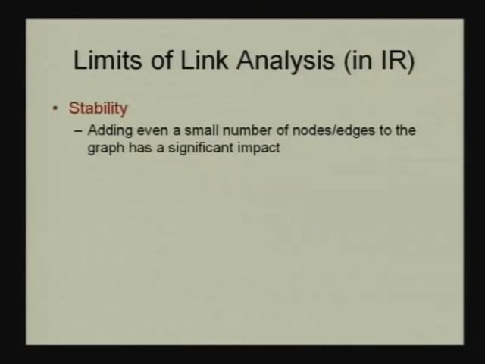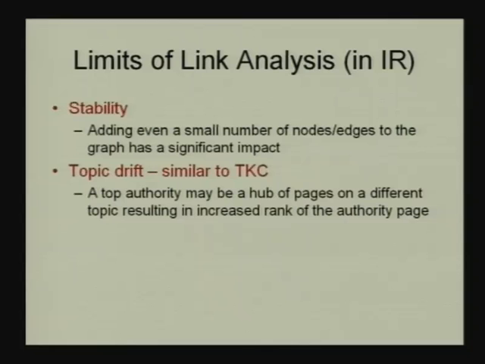Then sometimes stability is a big problem. The more sophisticated the algorithm is, sometimes it might so happen that the algorithm is nice, fast and everything, but it's not stable. If the graph changes a little, the ranks change a lot. Such algorithms are not good enough.